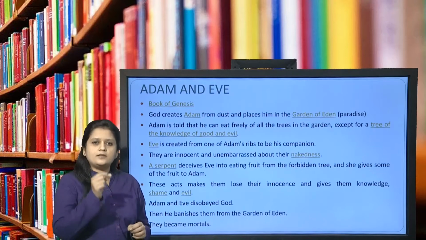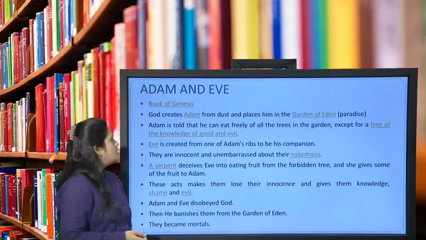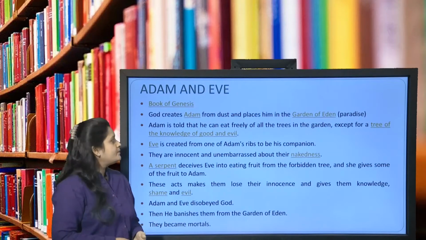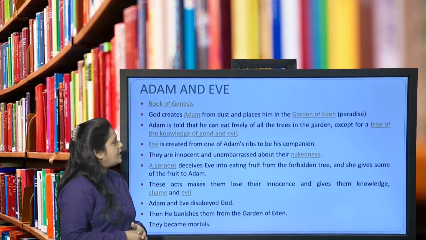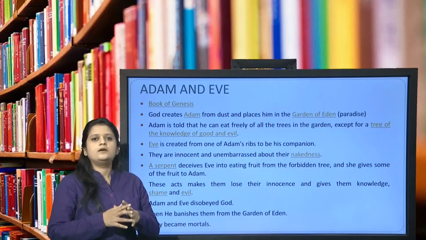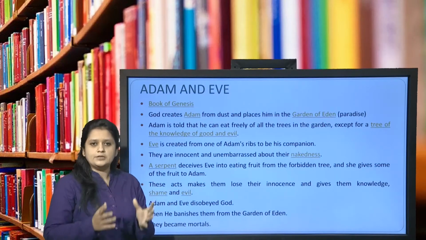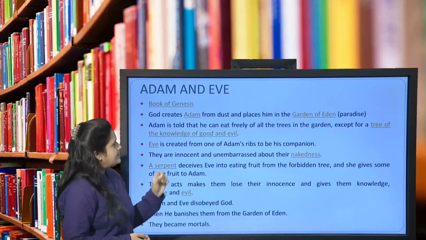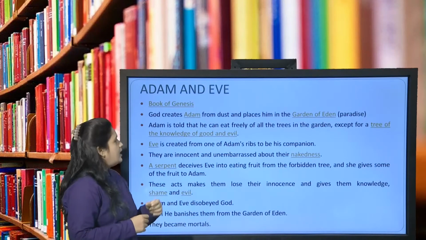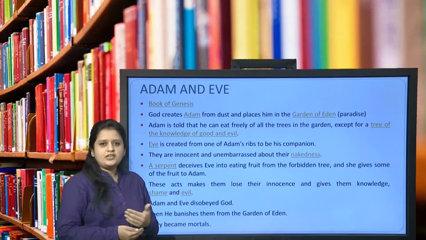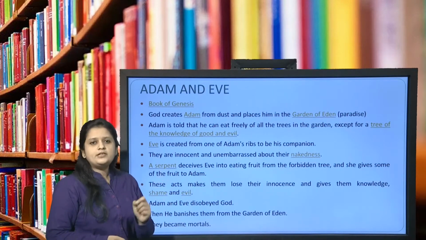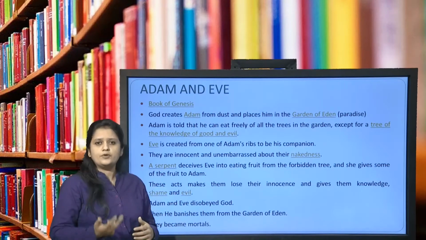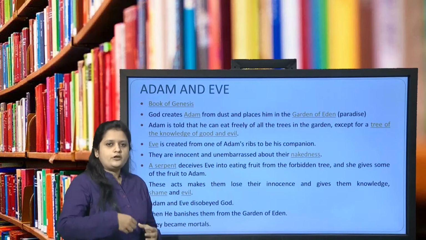Genesis means the beginning point, the very starting point. So the first act that God has done is to create Adam, a man, from dust, and he places Adam in the Garden of Eden. Now, the Garden of Eden is a paradise. It's a heaven in God's kingdom. Adam is told that he can eat freely of all the trees in the garden except for the tree of knowledge of good and evil. So Adam is free to find his ways, but he is forbidden to eat the apple, that is the fruit which grows on the tree of knowledge of good and evil.